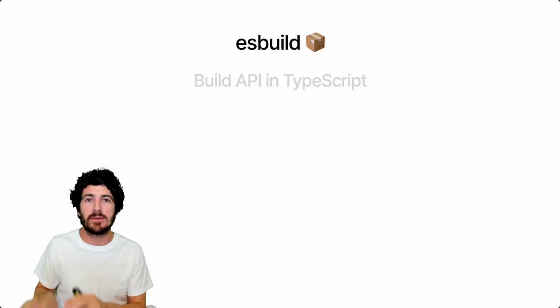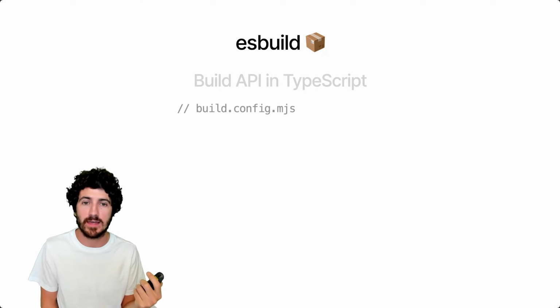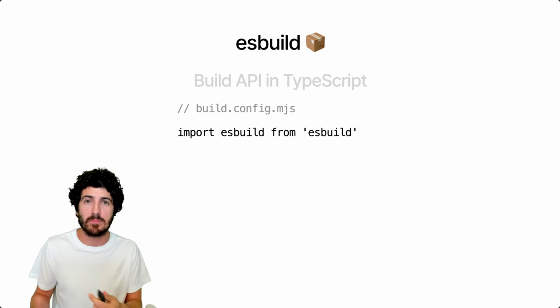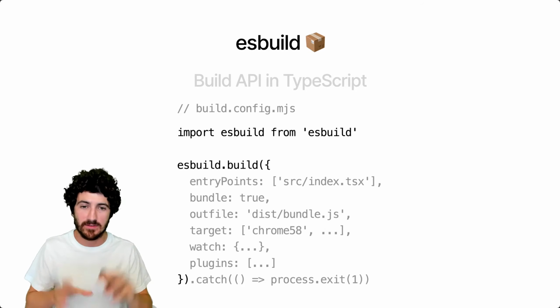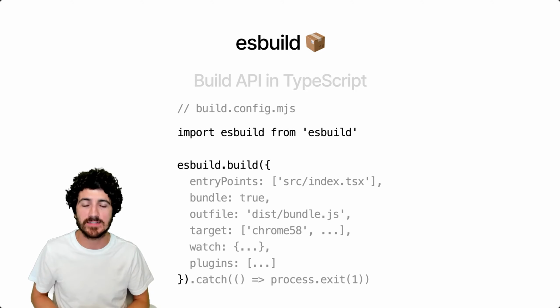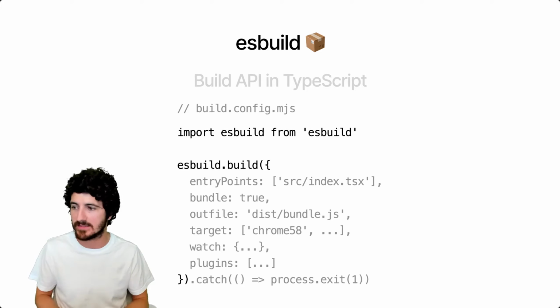And if we take a look at the build API in TypeScript, how you would use it for real if you're compiling an application and running a command, is that you will specify a build.config.mjs file. This is your kind of model definition file. You import ESBUILD as a module that you have installed as an npm module locally on your project. And then you would specify the entry point of your application, whether you want to bundle, where the files need to be output to, the target, whether you want to watch the project, and plugins and stuff.